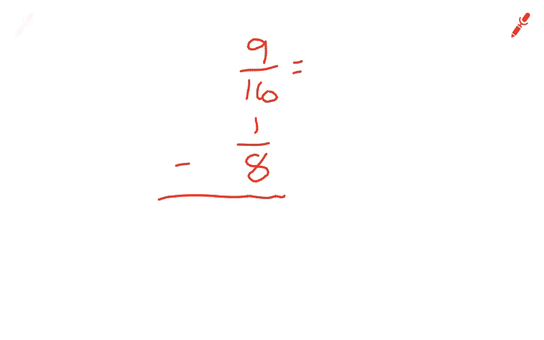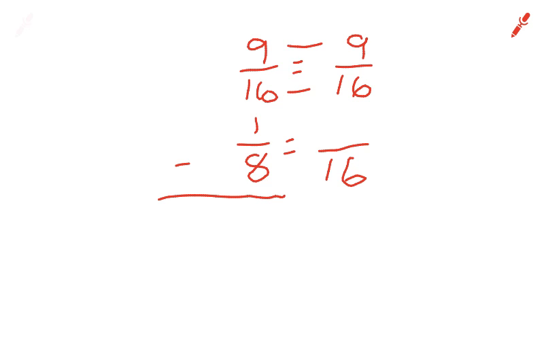Let's do B together, 9 over 16 minus 1 over 8. To add or subtract fractions, we must have common denominators. We don't here. What does 8 and 16 both go into? They both go into 16. Top one, we're not making any changes. We're just bringing it over. The bottom one, we are.